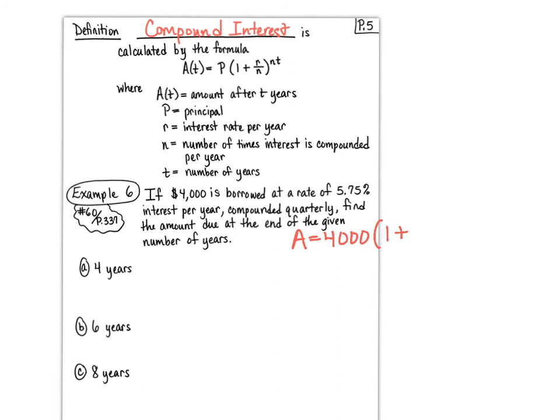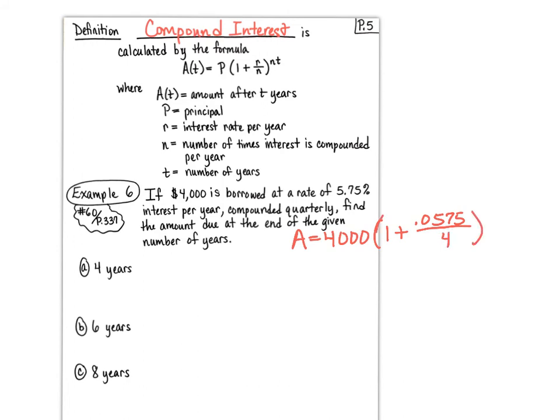5.75%. So what do you need to do? Divide it by 100, or move it over 2 decimal places, as you said. And you get what? Move it to the left. 0.0575. Good. So that's your rate, divided by 4.